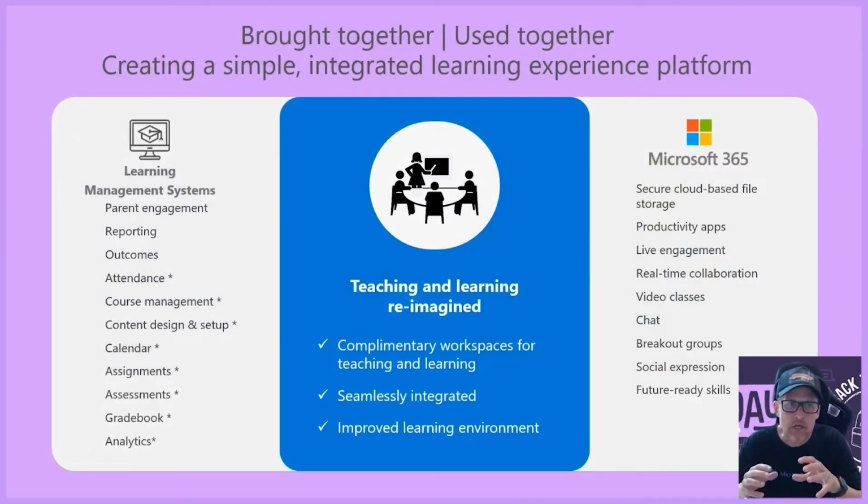But a good LMS will do these things over here. If we look on our left-hand side, we see things like parent engagement, reporting, outcomes, and other things like attendance, course management, etc. Now you can see some of these things have an asterisk next to them. It's because Teams and Microsoft 365 is actually going to be doing some of those things as well. But what we do really well that most LMS systems don't sits over here on the right-hand side. So things like secure cloud-based file storage, the productivity apps like Word, PowerPoint, Excel, OneNote, etc. Live engagement, real-time collaboration, video classes, chat, breakout groups, etc.